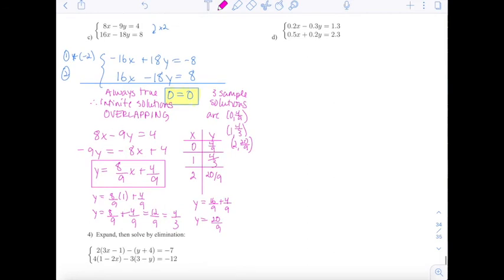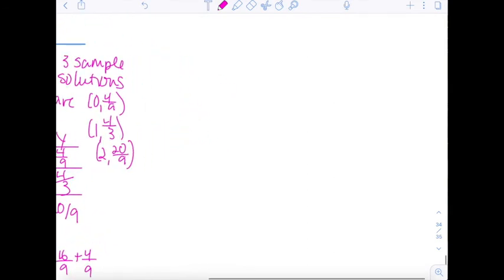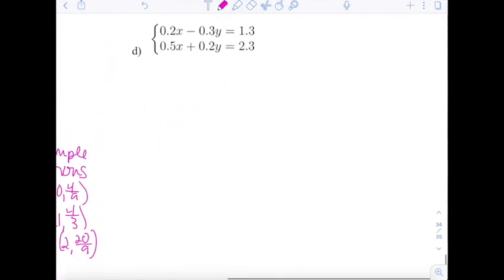All right, so for D, this one is very straightforward, but I would recommend using a calculator. Okay, don't try to do all these calculations in your head. You're going to want a calculator for this one.